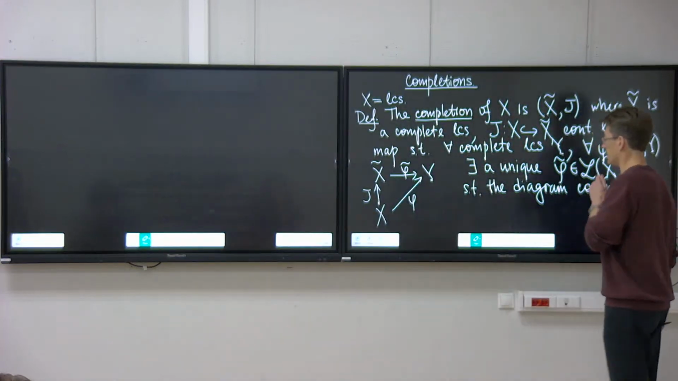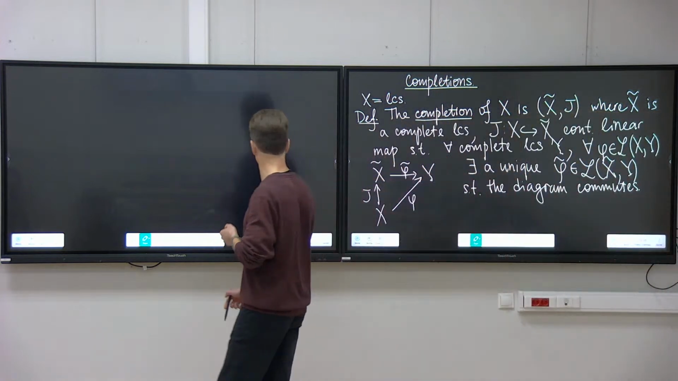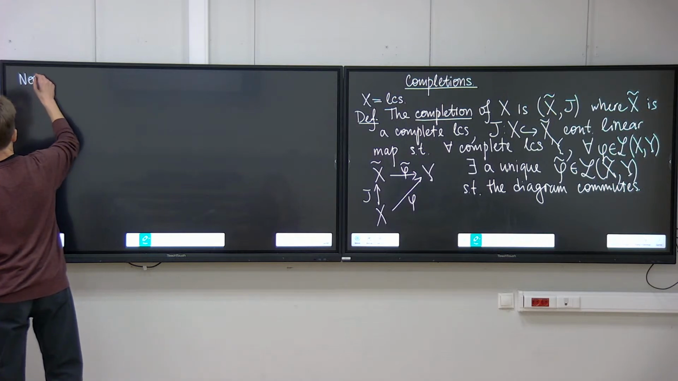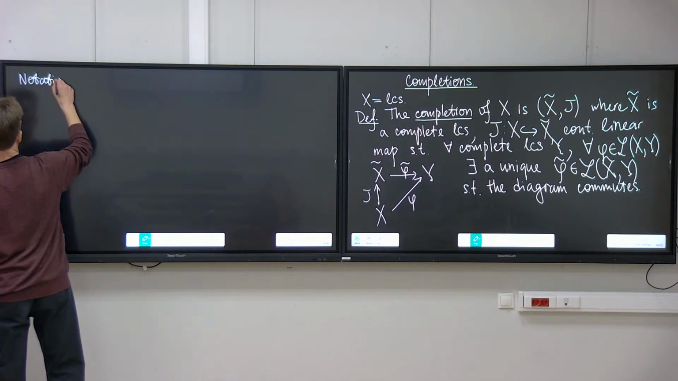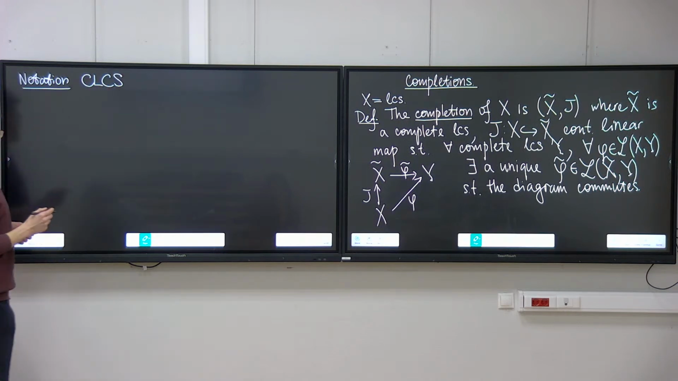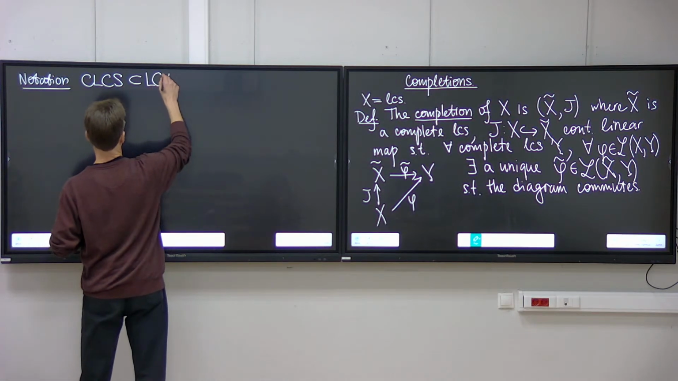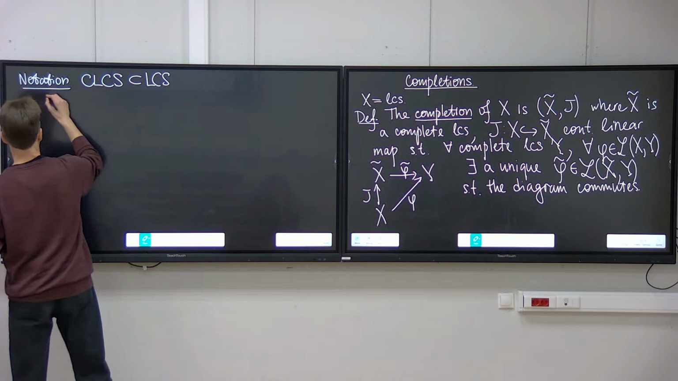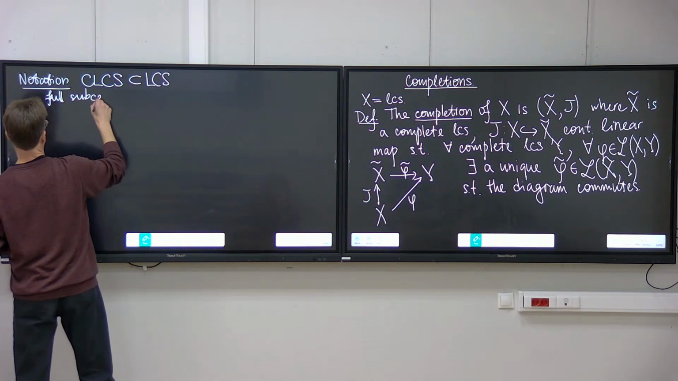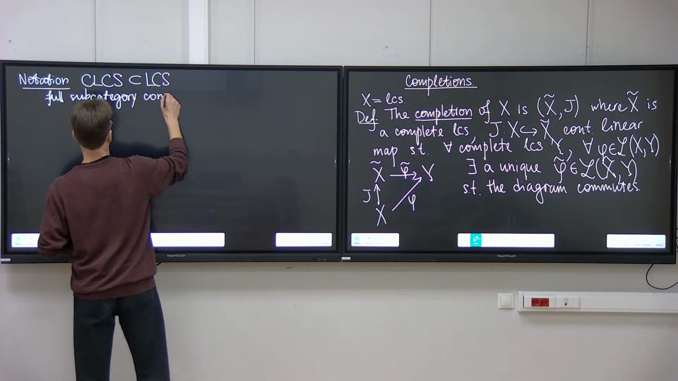The same definition can easily be given in the context of categories. So let's denote by CLCS the category of complete locally convex spaces. This is a full subcategory of locally convex spaces consisting of complete spaces.